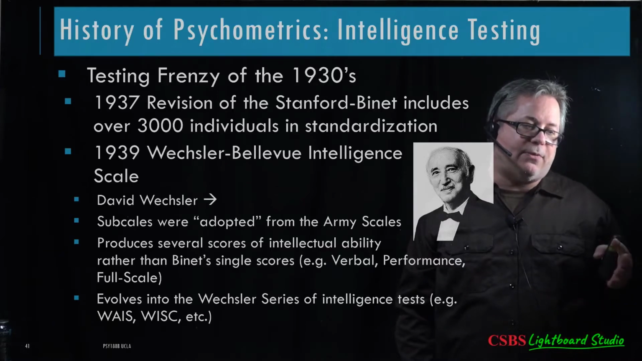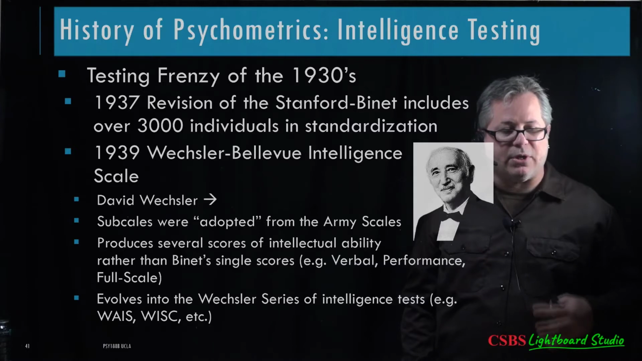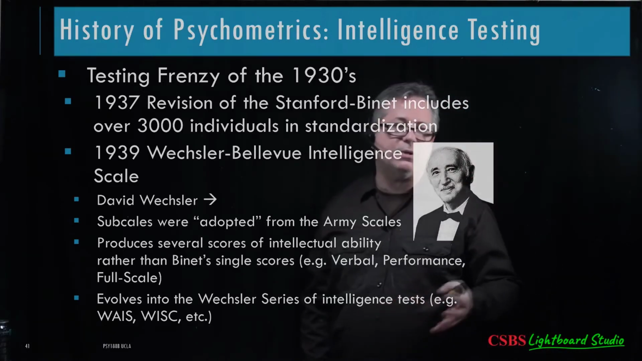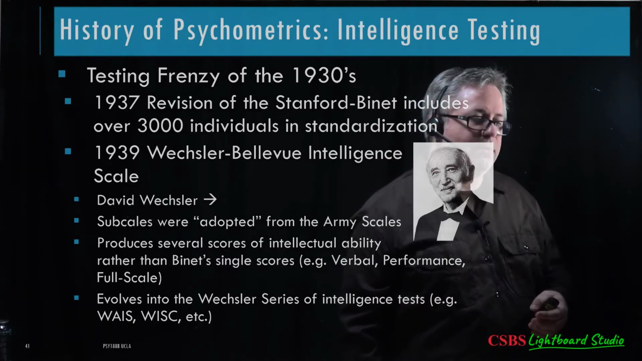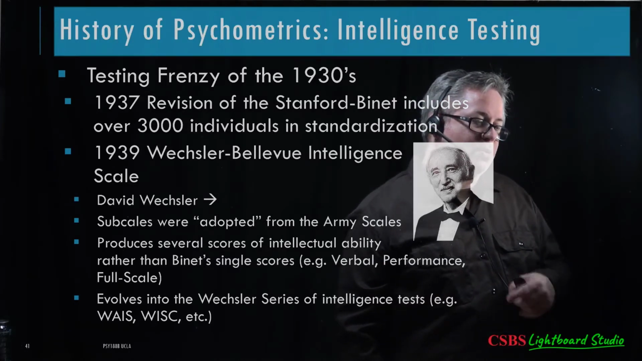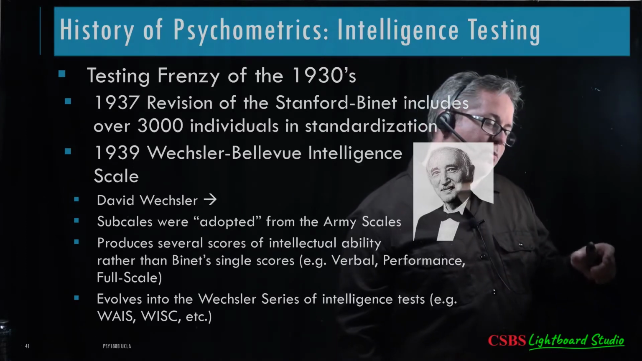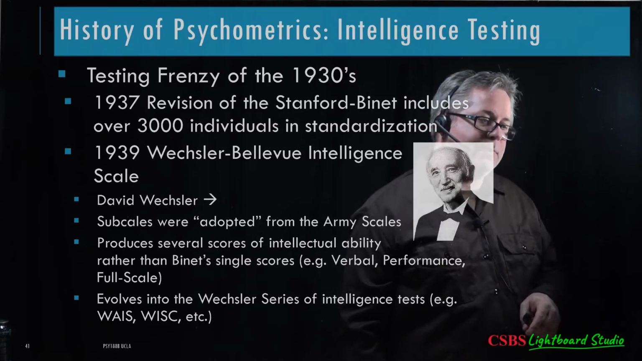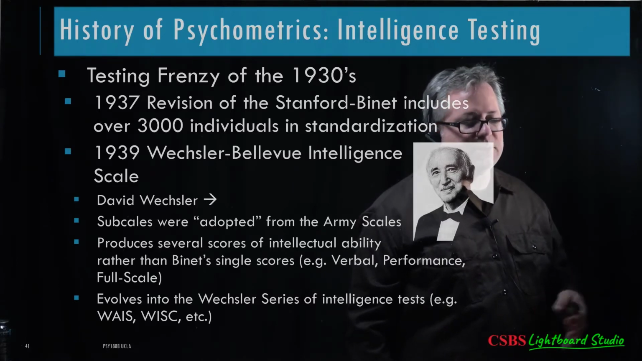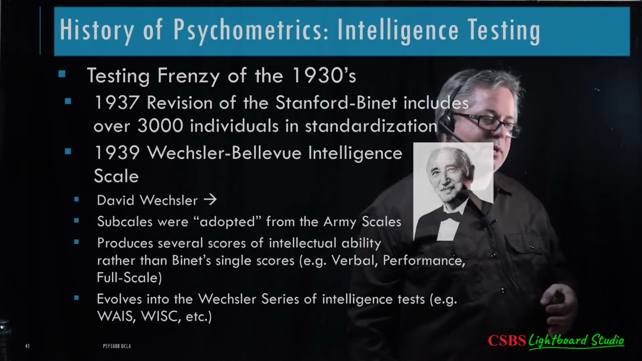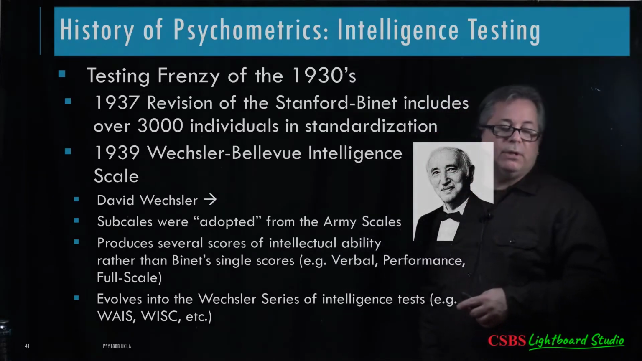So these were adopted from those Army scales, and you got the verbal, performance, and then you got a full scale. The full scale is similar to the Stanford Binet intelligence, their IQ score. But you also got subscores for verbal, which looks like Army Alpha, and performance, which is more Army Beta. That eventually evolves into the Wechsler series, like the Wechsler Adult Intelligence Scale, and the WISC, which is the Wechsler Intelligence Scale for Children.